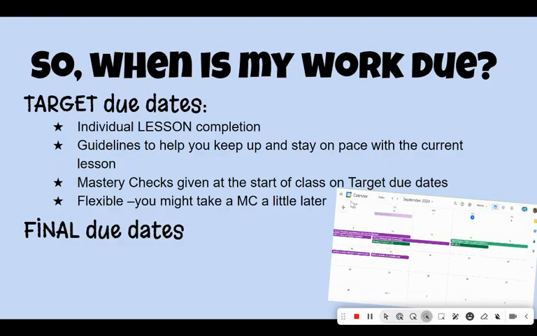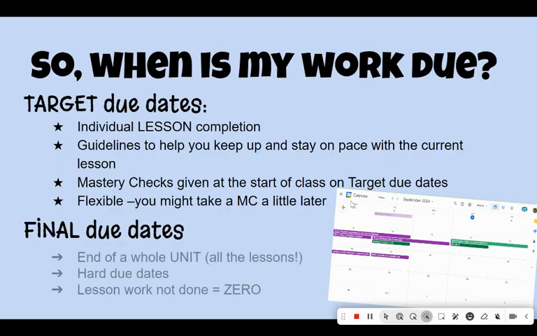So under target due dates, put their individual lessons. They help you stay on pace. They tell you when the mastery checks are given, but they're flexible. All right, and then final due dates.